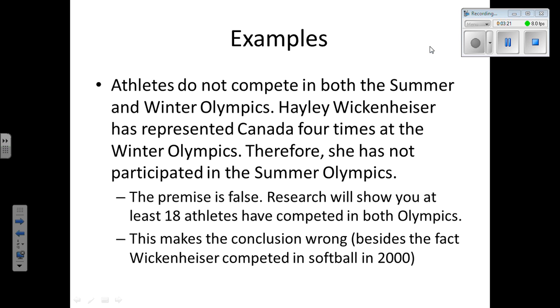The premise is false. Research will show that at least 18 athletes have competed in both Olympics. This makes the conclusion wrong. Besides the fact that Wickenheiser competed in softball in 2000, when softball was a part of the Olympics, before they got taken out. Still very hurt by that one.